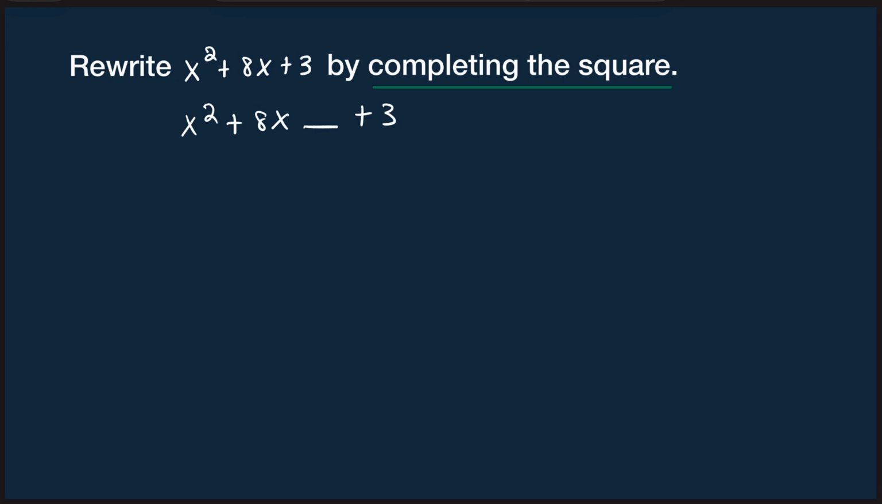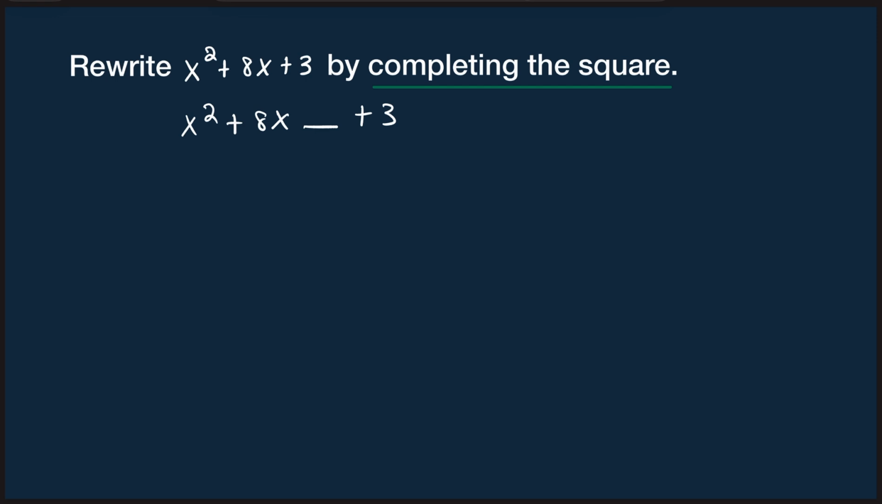a perfect square. That means the next step we need to take is to calculate the number we need. And of course, to find the number that goes in the blank, we're going to take half of 8, which is 4, and square it. And that gives us 16.